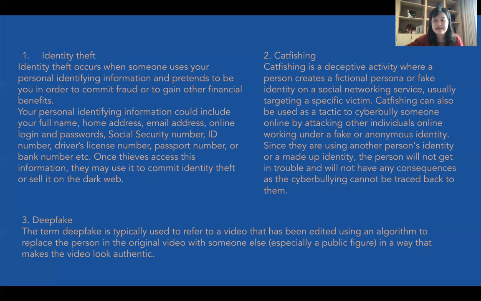And then the second big category is catfishing. Basically, it's a deceptive activity where a person creates a fictional persona or fake identity on a social networking service, right? They usually target a very specific victim. They create a fake identity, fake faces, etc. And because the true identity is hiding behind this fake identity, people feel like they would not get into trouble for any consequences, right?